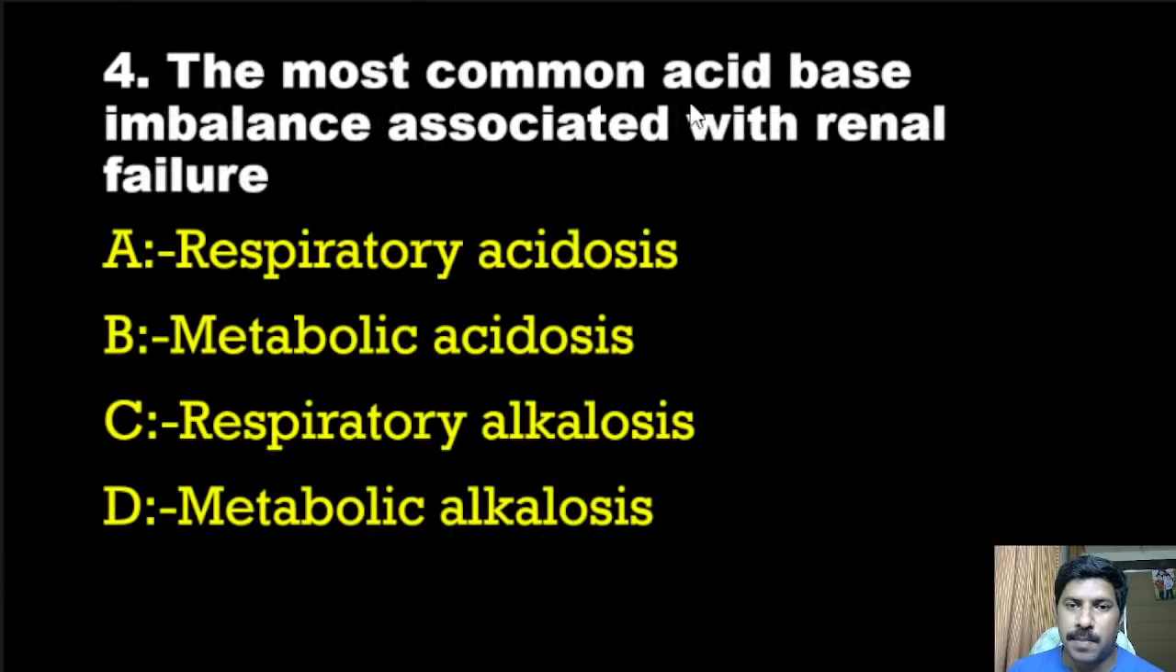Fourth question: the most common acid-base imbalance associated with renal failure. Options: respiratory acidosis, metabolic acidosis, respiratory alkalosis, metabolic alkalosis. The most common acid-base imbalance seen in renal failure.